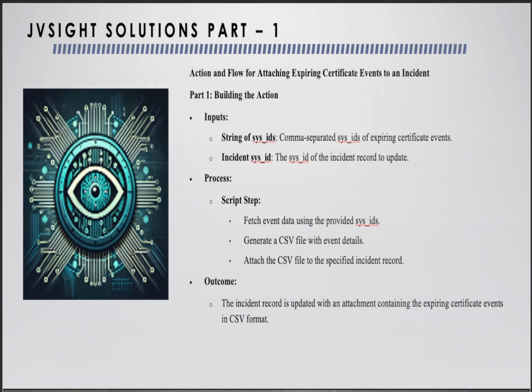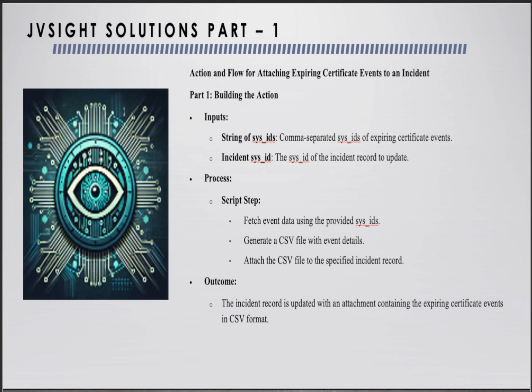What we're going to be doing today is we're going to create an action that takes two inputs. The first input is a string of comma separated sys IDs for event certificates that are about to expire. And these certificates are sitting in the event table in ServiceNow, em_event table. And then we're going to fetch that data provided by the sys ID. We're going to generate a CSV file with the event details. We're just going to take a couple fields, just the creation time, the node, and the description of it.